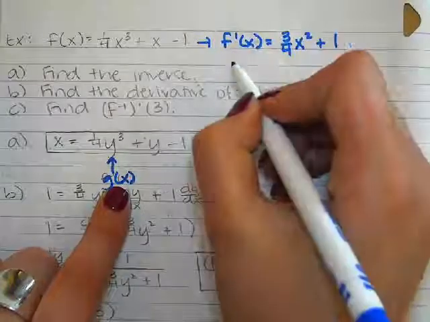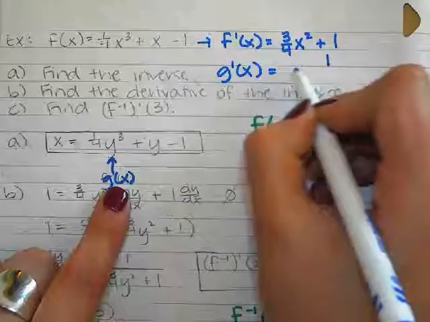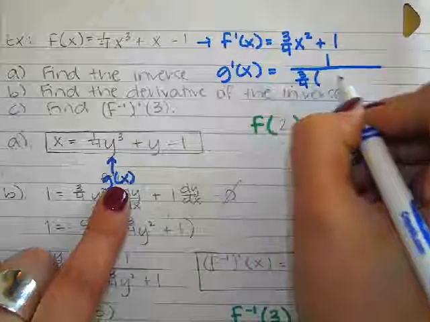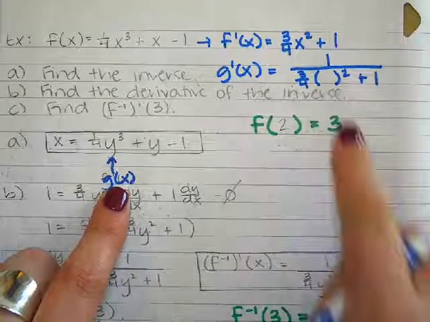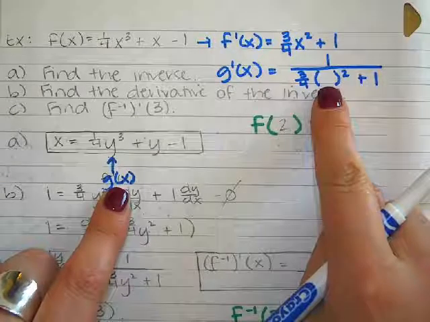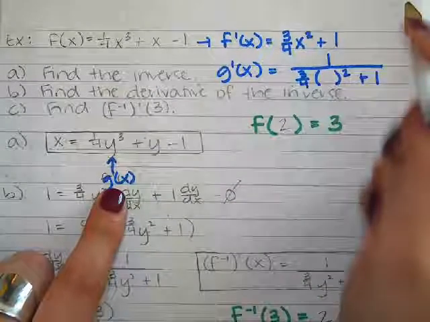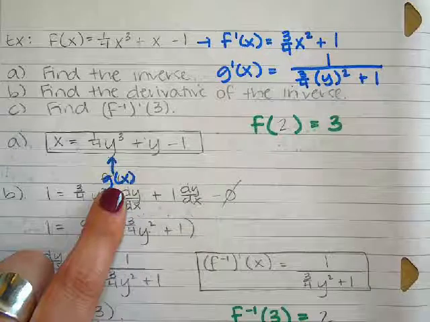So now when I say my g prime of x, I'm going to say that's 1 over 3/4, leave the x blank, squared plus 1. So I'm leaving that out. And then I go down here and I say my g of x is just a y, and I stick my y in there. And I'm done.